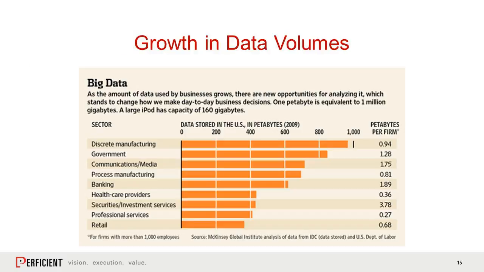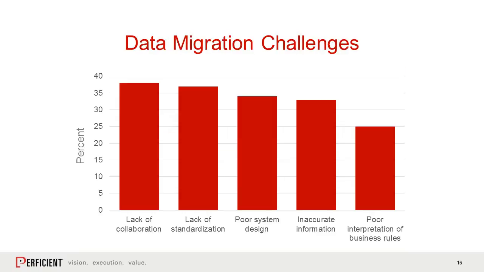As I mentioned before, we've seen a sustained growth in data volumes over the course of the last 20 years. And it's not necessarily just in IT or technology companies. But as this chart shows, we've seen a huge growth in discrete manufacturing, communications and media, process manufacturing, banking, and healthcare, not to mention securities, professional services, and retail. And when you consider the challenge of trying to migrate some of that data from all the disparate sources that you've got, you really have to take a look and be honest with yourself.